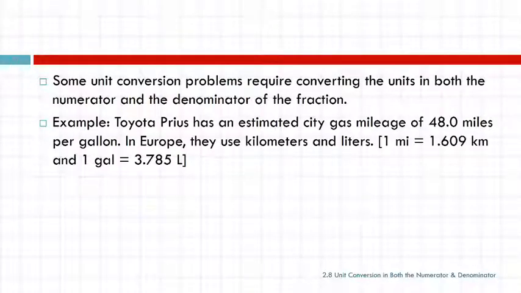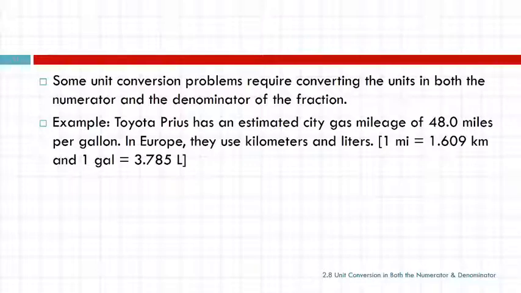So sometimes we have to convert the numerator and the denominator of units with fractions. An example of this would be gas mileage. A Toyota Prius has an estimated city gas mileage of 48.0 miles per gallon. But in Europe, they measure distances in kilometers, and they measure gasoline in liters. So a European would be interested in how many kilometers per liter is the gas mileage. So let's convert that. So 48 miles per gallon.